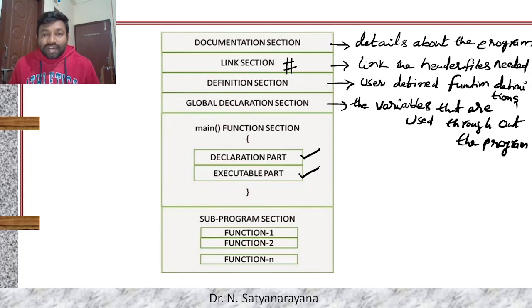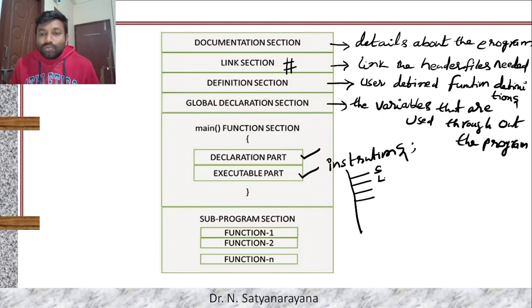The executable part may contain the instructions to the computer. Mostly the instructions end with a semicolon. Again, we have different types of instructions, and we will discuss all of them in due course. We have sequence control instructions, selection or decision control instructions, loop or repetitive control instructions, case control instructions, and then unconditional jump statements. Initially we write only sequence control instructions.